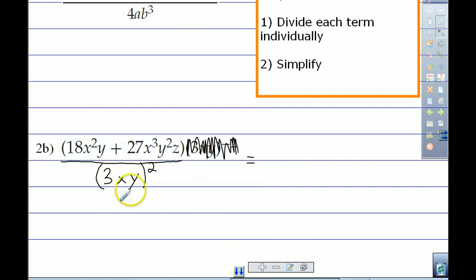What does this equal on the bottom? Yeah, good. 9x what? Squared. Y squared. Okay, so everything gets squared. 3 squared, x squared, and y squared. That's what the parentheses mean. Square everything on the inside.